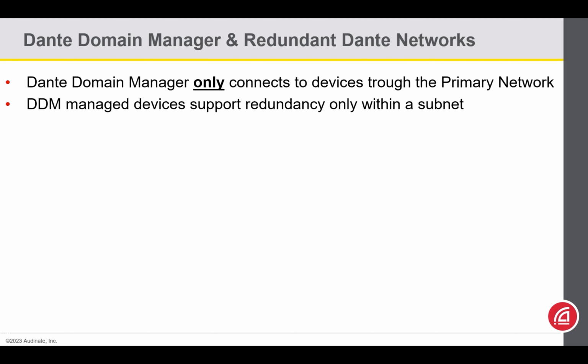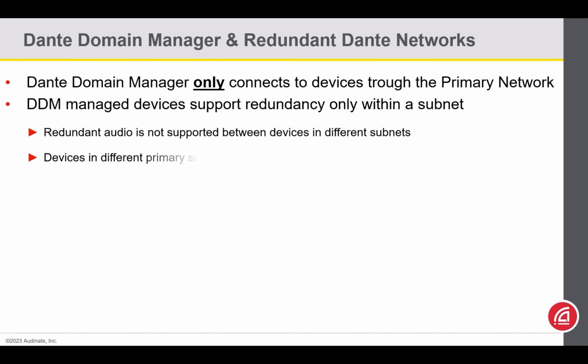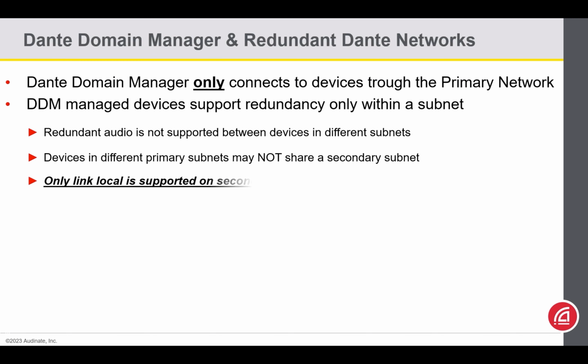The following are explicitly not supported for correct redundant operation in DDM. Devices in different primary subnets sharing a secondary subnet. Devices in the same primary subnet being in different secondary subnets. Secondary subnets using DHCP for address allocation. Only link local is supported on secondary. All devices disable DHCP on the secondary interface.